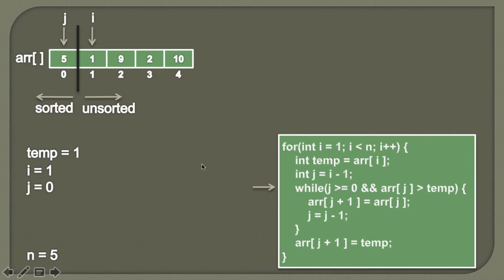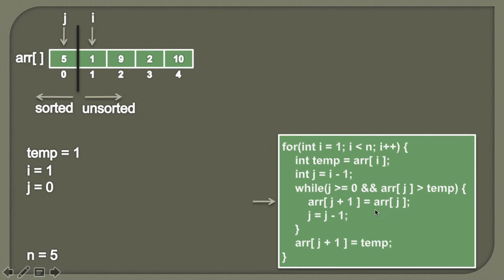So what we do is, in the first step, as 5 is greater than 1, and as we discussed in our previous slide, all the elements which are greater than 1, we have to shift by 1 position. So how we perform shift is, as we have already stored 1 into this temporary variable, therefore it's like a hole here, and we can shift 5 here.